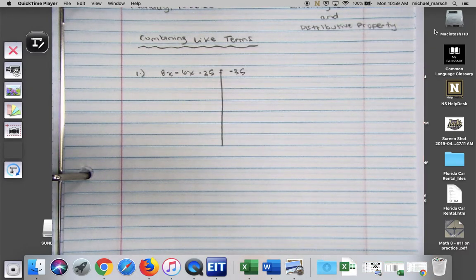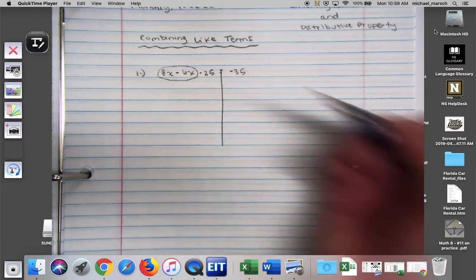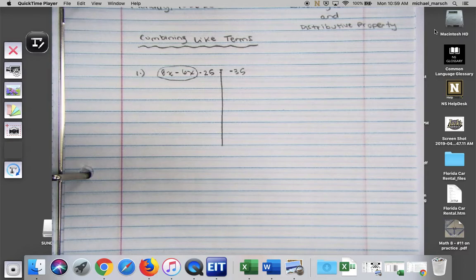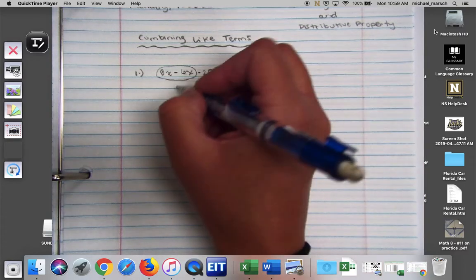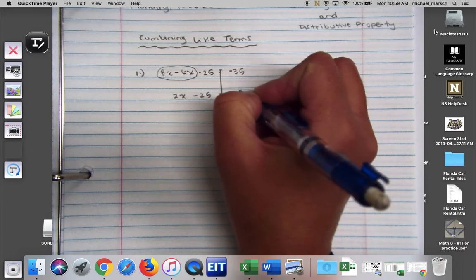Do you see any like terms? Do you see any terms that have the same variable? The coefficient doesn't have to match, but they just have to have the same variable. Agree? Right. So I see that 8x and 6x can be combined. I'm going to put a circle around these. What is 8x minus 6x? How many x's do I have left? Kyson? 2. So now I've got 2x minus 25 equals negative 35.